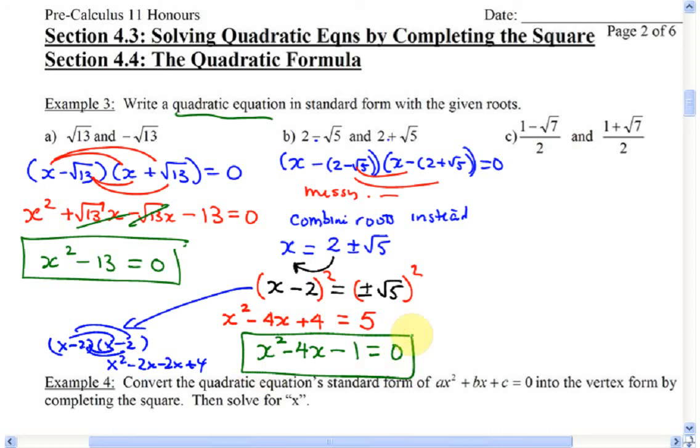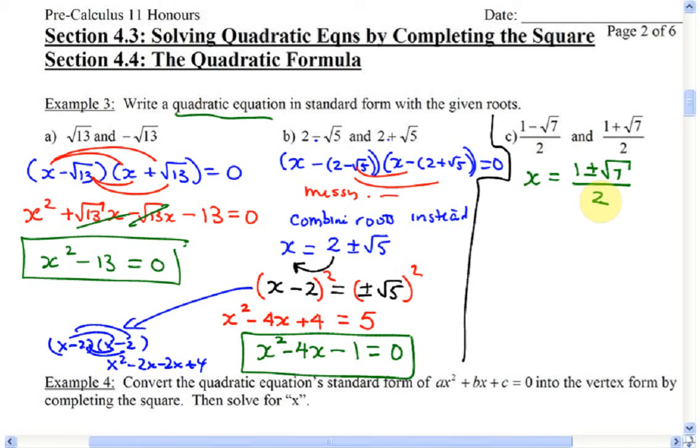Now, the next one is very similar, but a little bit more messy. Can I start you off with the next one, and I'll let you try to finish off the rest? Remember, the two roots look very, very alike. What's the difference? One has a minus, one has a plus. So we can combine them together again and just write this as 1 plus or minus root 7 over 2. Now, your goal here is to isolate the root. So by isolating the root, what must you do first?